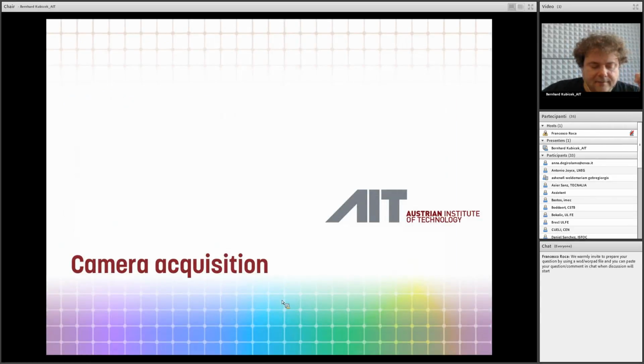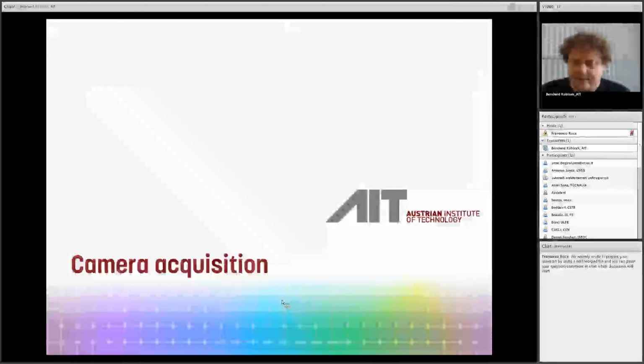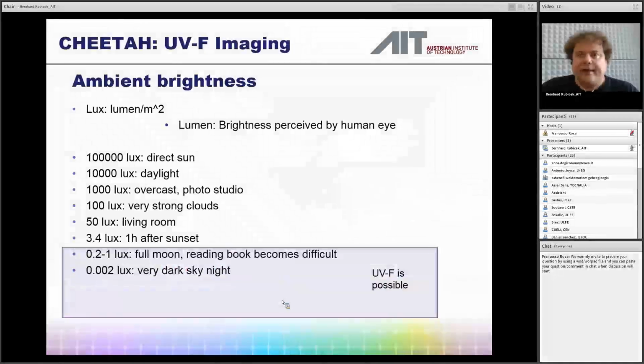So more or less in the end, I want to talk to you about the camera acquisition and the ambient brightness. So the human eye is quite marvelous. It can see over a lot of decades of absolute radiation. That is, you can measure in lux.